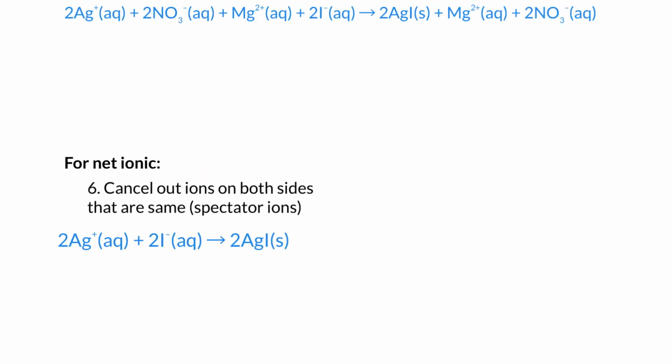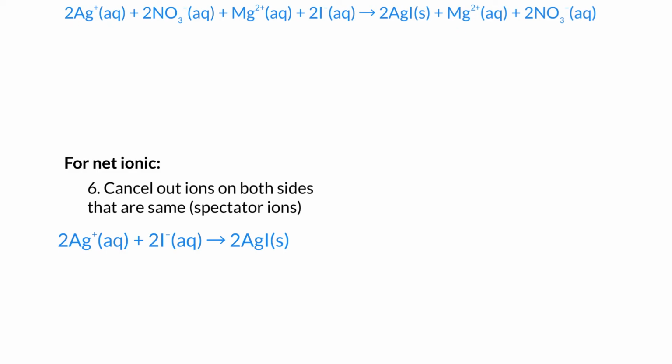And now the crowning glory. For the net-ionic equation, we remove everything that is unchanged, and so those nitrate ions on the left and the right, they haven't changed at all, so we get rid of them. The magnesium ions, they didn't change either. They were on both sides, so we're left with the things that changed.